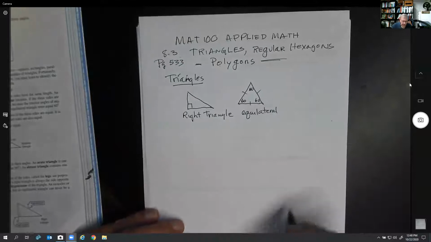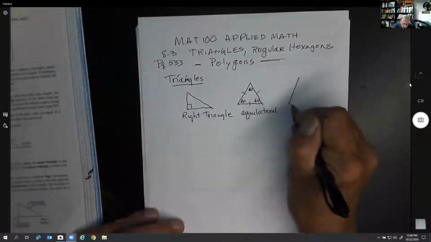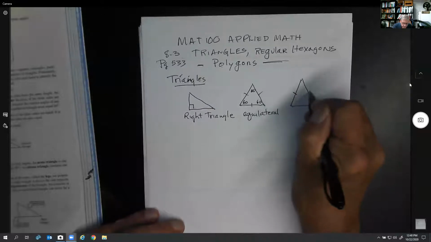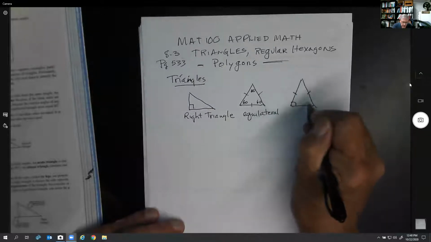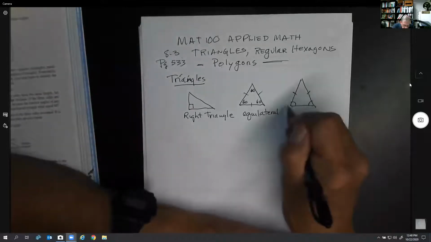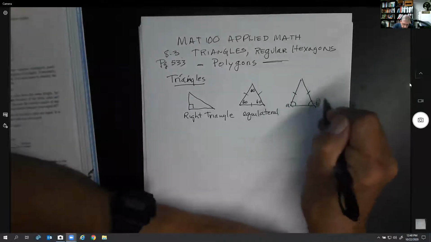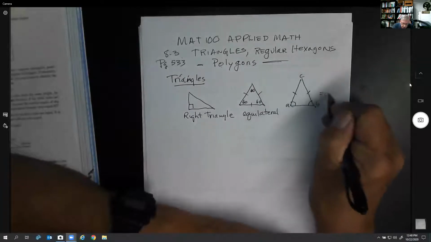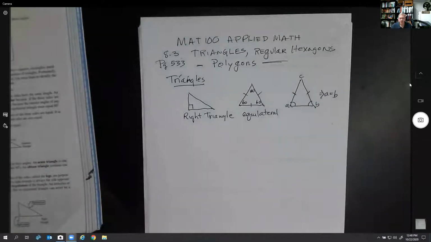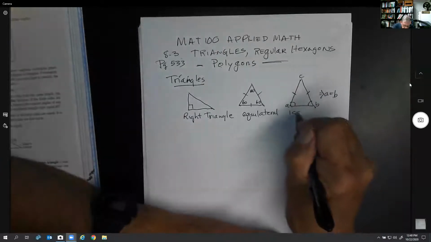We also have an isosceles, where two of the sides are equal. And these two angles here, the base angles, will be equal also. Call this angle A and B, C. A will equal B. And that's isosceles.